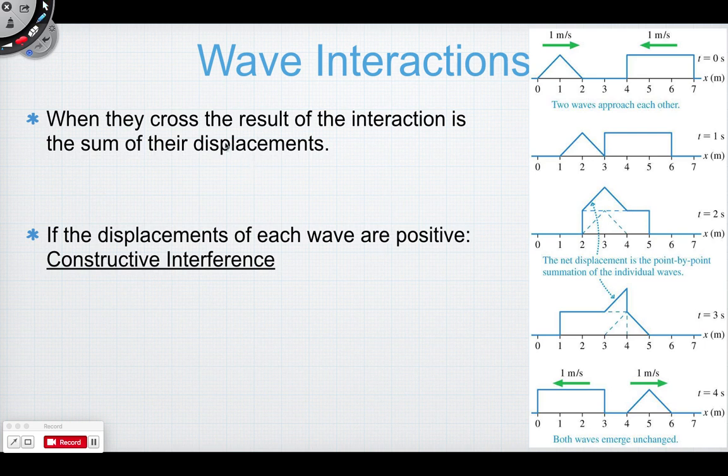How do you get constructive interference? It's when they cross, and the result of the interaction is the sum of their displacements beforehand. So this displacement here is positive. This displacement here is positive. So you just add them up. If the displacements of each wave are positive, like we have here, then it's called constructive interference. They literally just add on top of each other.